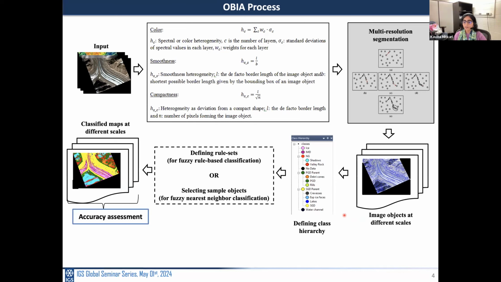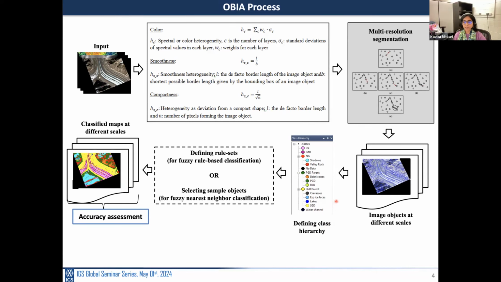This is followed by defining a class hierarchy. So how do we define a class hierarchy? It is based on, for example, I have a debris cover, that is the supraglacial debris, SGD area, and the lakes are formed on this surface. So SGD will become the parent class and the lakes will become the child class. So this is how a class hierarchy establishes a contextual relationship among the different glacier features.